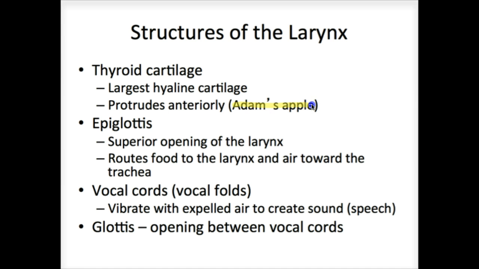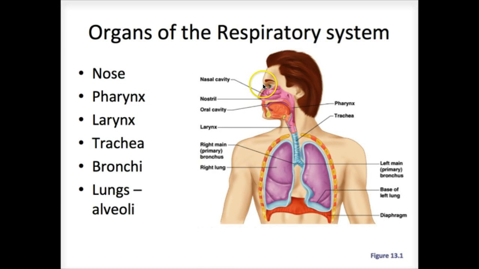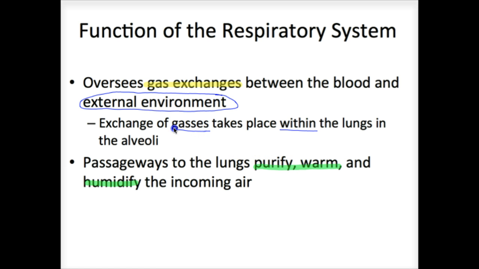The Adam's apple is typically only apparent in men, so that's one of the ways you can recognize male and female. Again, it's one of those secondary gender characteristics. That's about it. The main thing to remember about the entirety of the system as we work our way down is to get air that is moist, purified, down into the lungs where we can have the gas exchange. The whole point of the system. That's really what's going on.